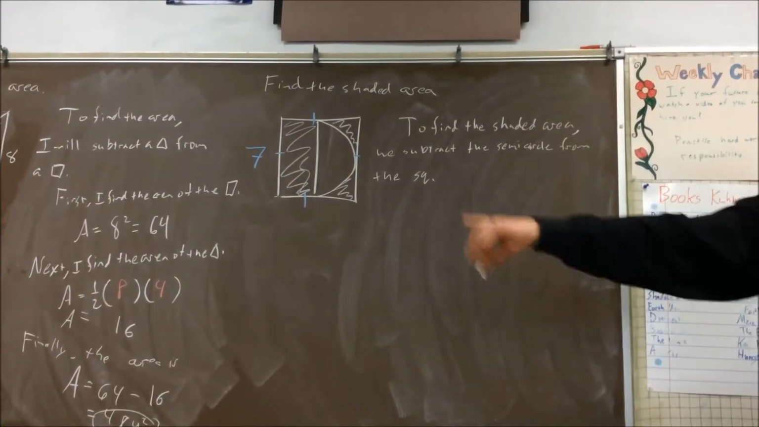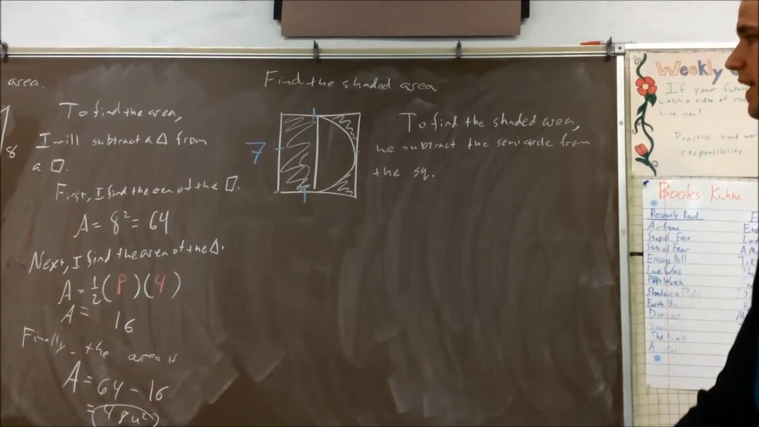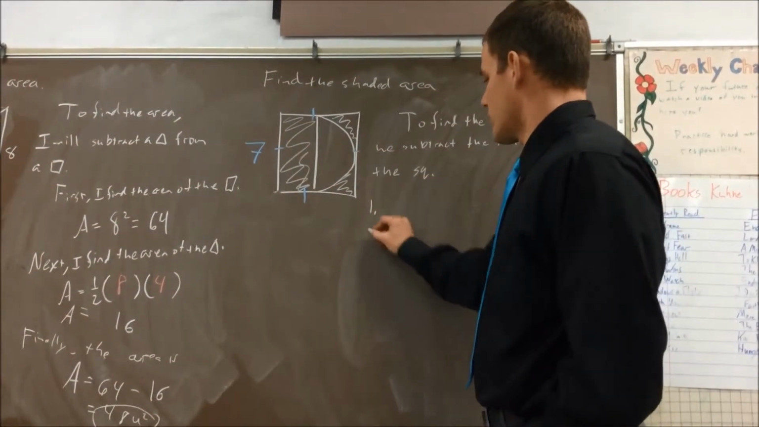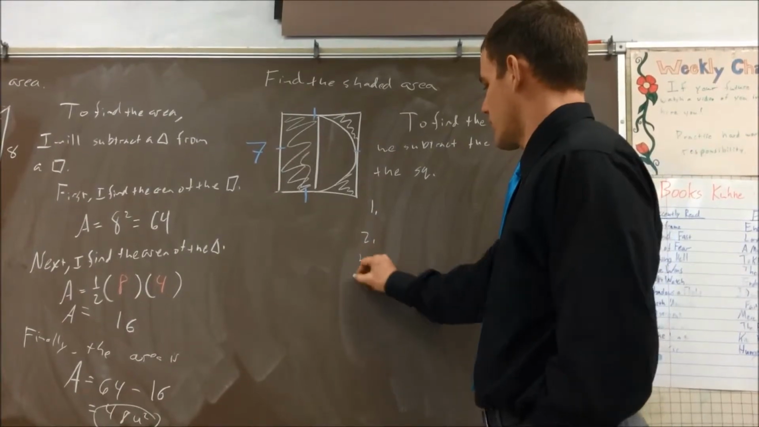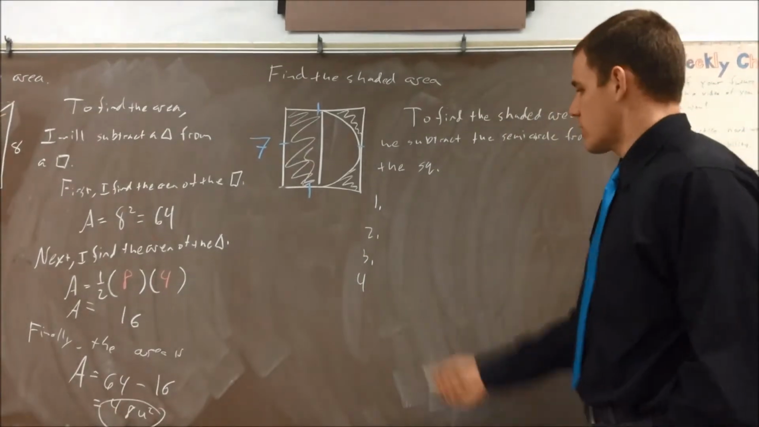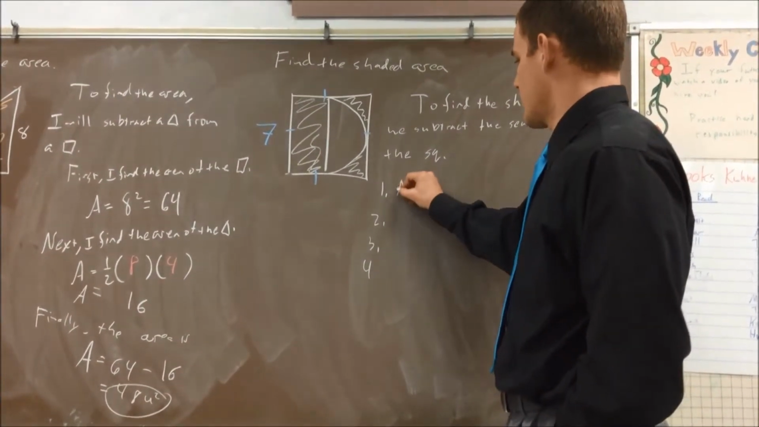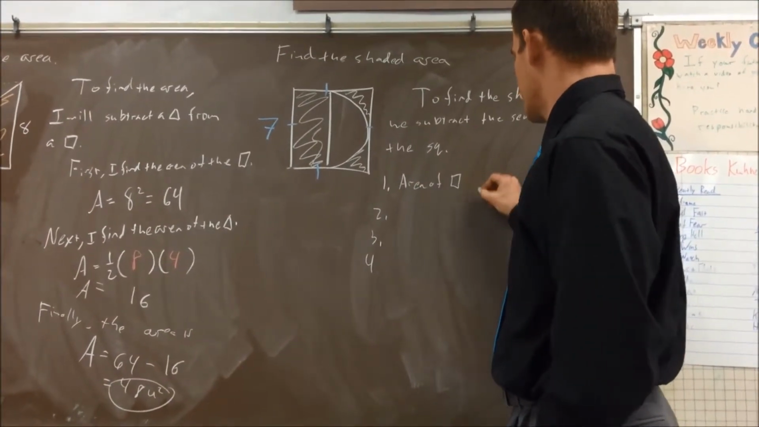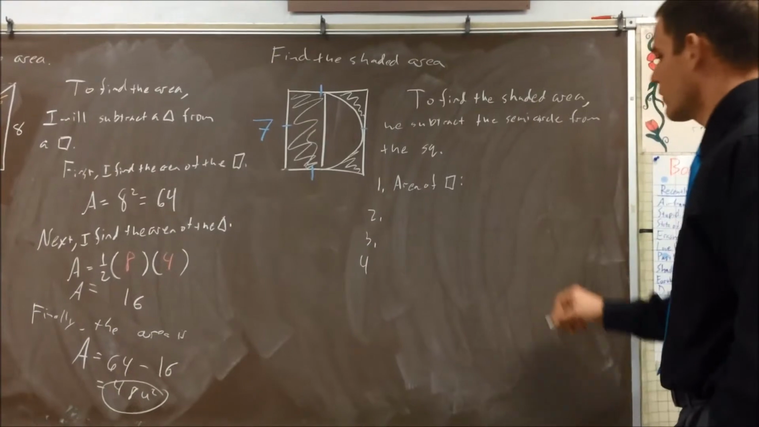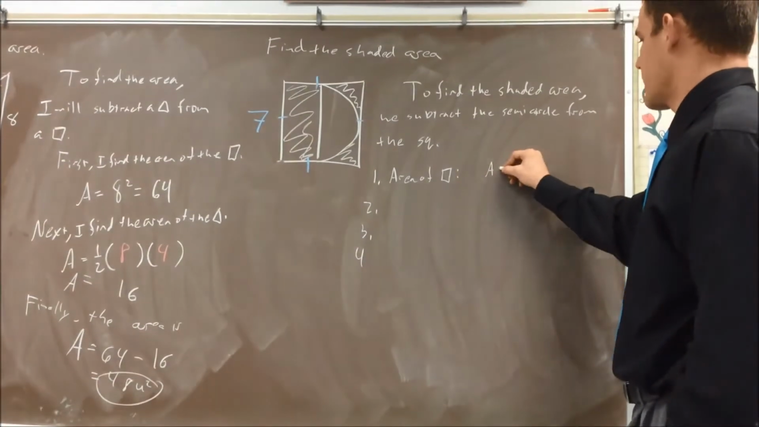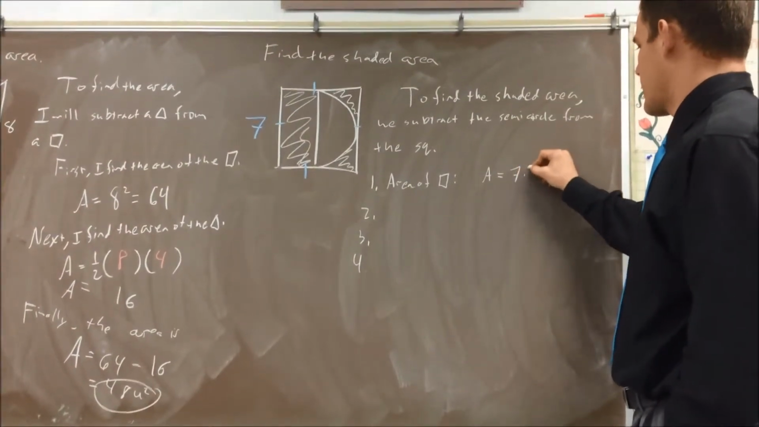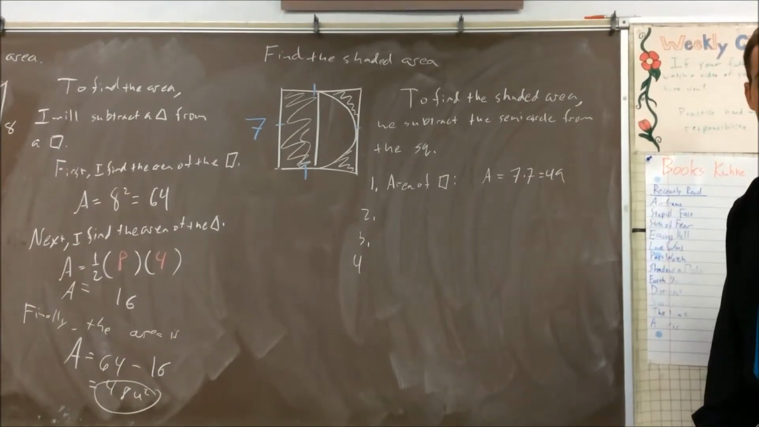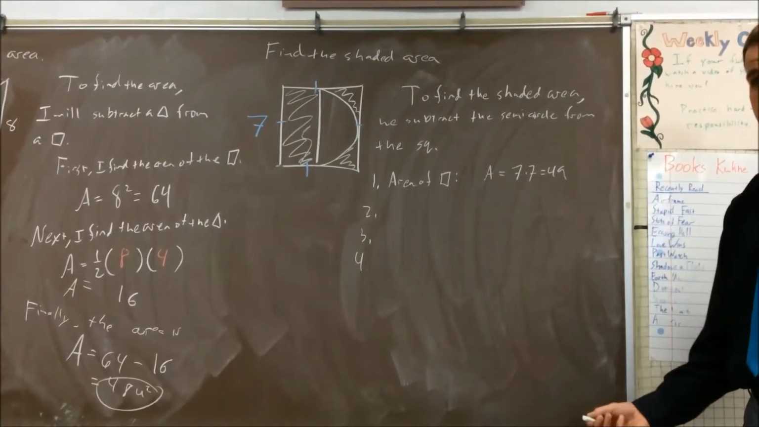That would be like it's kind of like paragraphs. Here's what we're going to do. Another option is just kind of give them numbered steps. So first step may be area of the square. So we know the area of the square is 7 times 7, which would be 49. Easy enough?